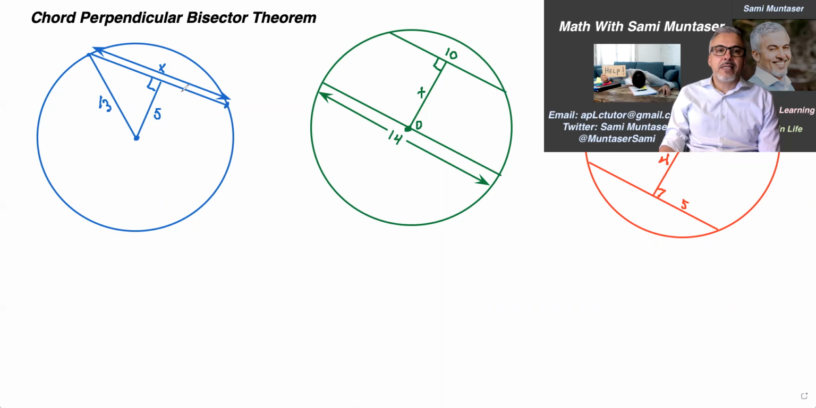So this is what the perpendicular bisector theorem for a chord is. A chord is any line that has 2 points on the circle, anywhere except for the diameter, which goes through the center. But anything that touches the circle at one point and then hits the circle at another point, we call it a chord.